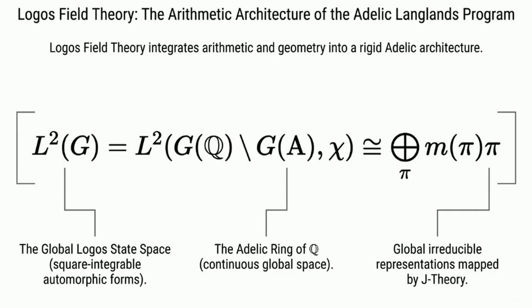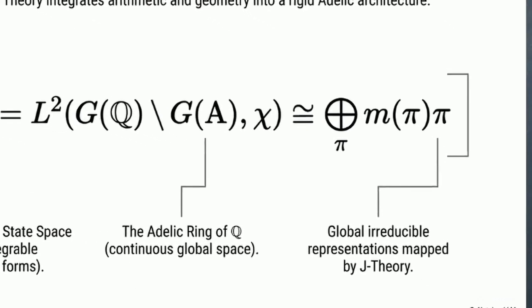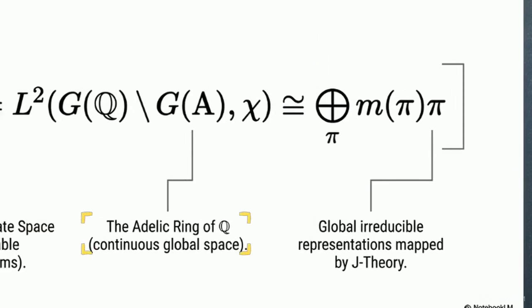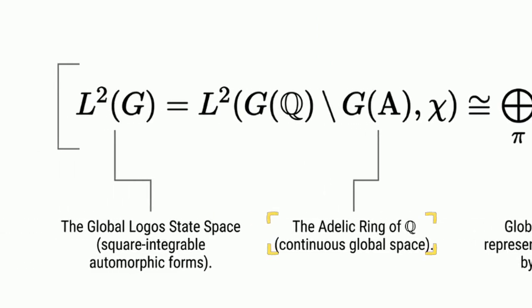This formula represents a massive mathematical bridge. It details the global Logos state space and its Adelic ring decomposition. Our goal is to take fractured, isolated prime number data, the local pieces on the right, and stitch them into a continuous global space on the left.